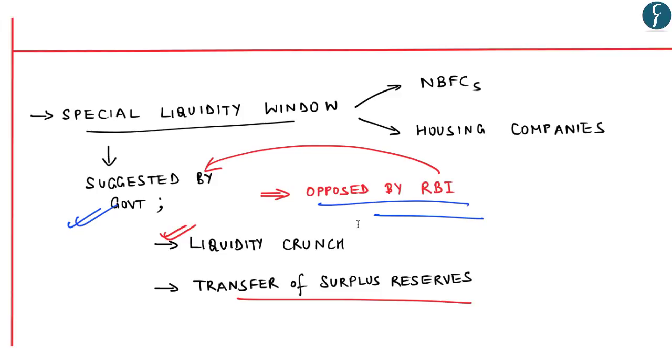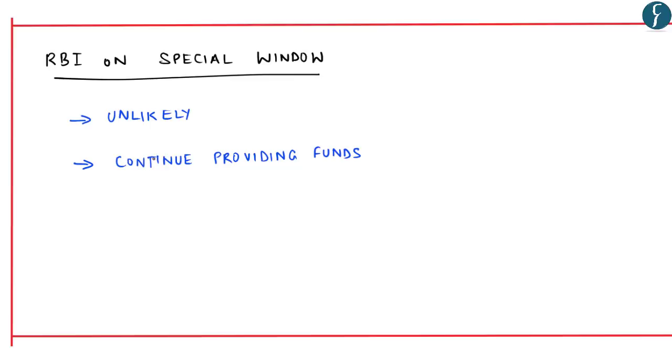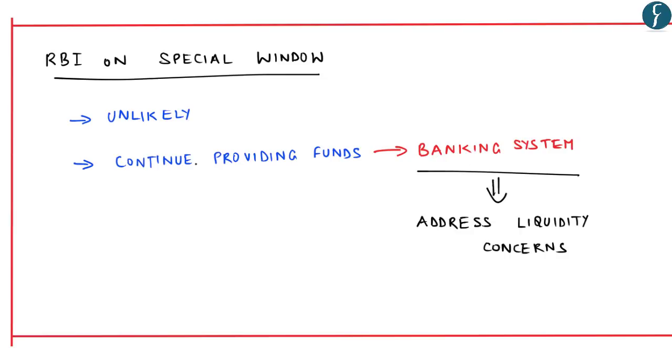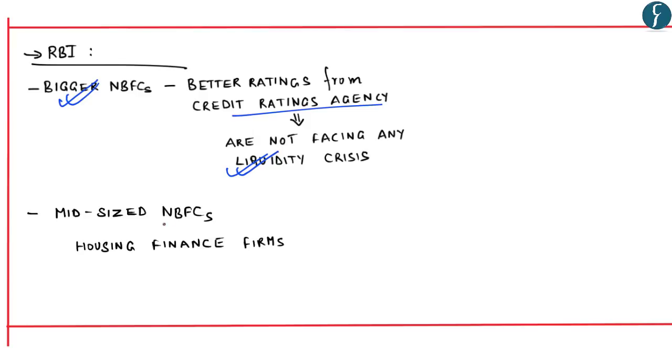So in this aspect, let us understand why RBI is opposing this special window to ease the liquidity of these NBFCs and housing companies. The RBI is unlikely to open a special window to enhance liquidity for these NBFCs and housing companies. However, the RBI will continue providing funds to the banking system, as this would address the liquidity concerns in the economy. Now, the reason for not opening a special window is that the RBI believes that bigger NBFCs that have better ratings from credit rating agencies are not facing any such liquidity crisis, whereas it is the mid-sized NBFCs as well as the housing financing firms who are facing these liquidity crises.